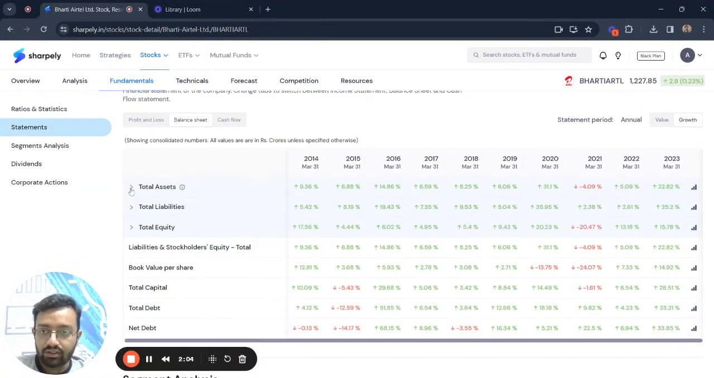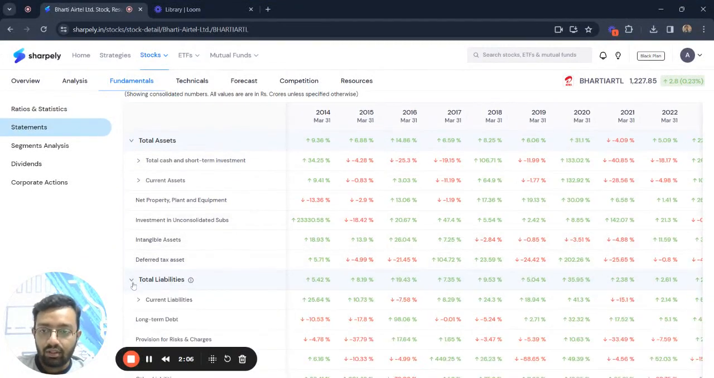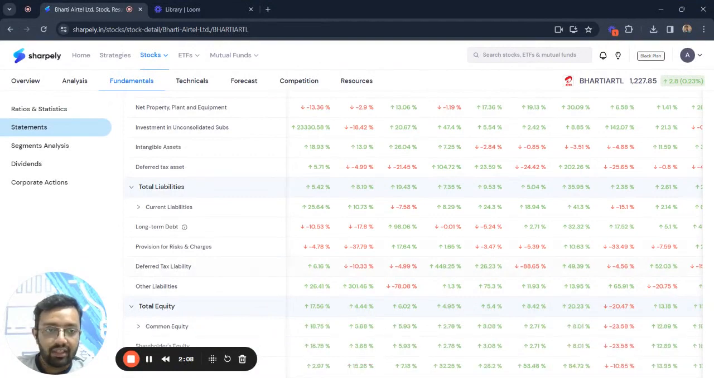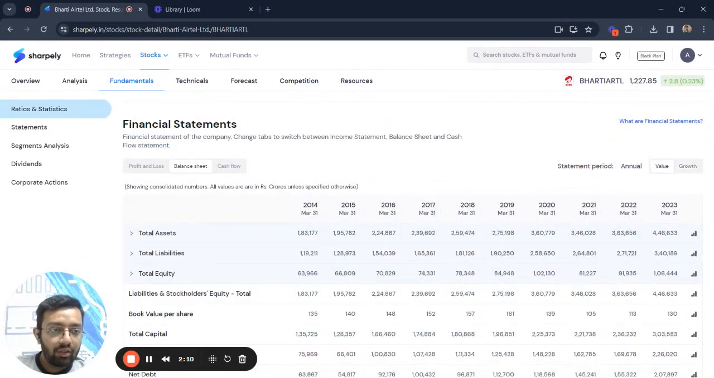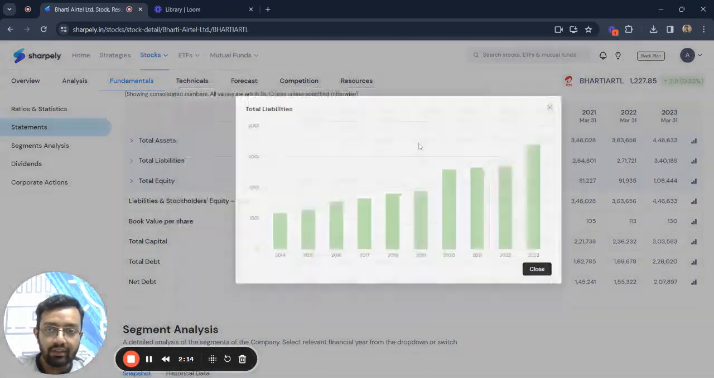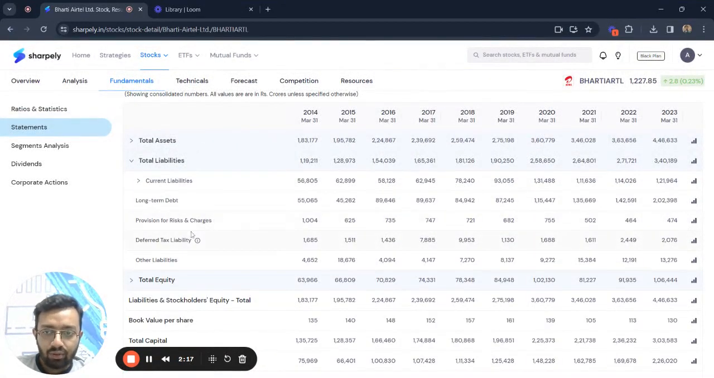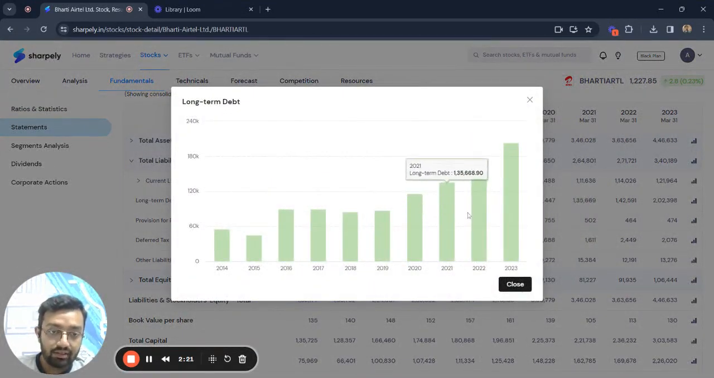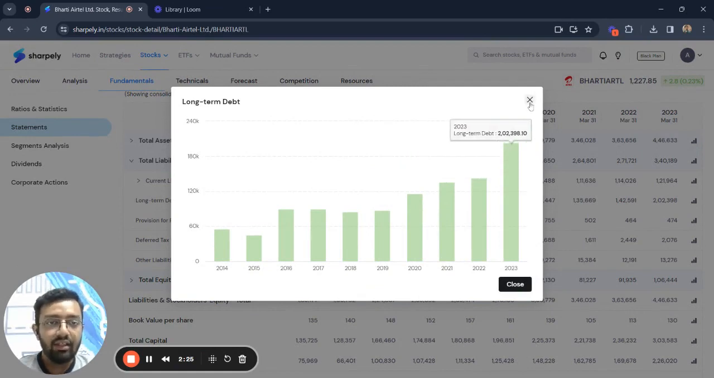Like in the balance sheet, you can see total assets, total liabilities, total equity, and you can toggle to actual values. And then you can see how total liabilities have moved and how a particular part of total liabilities, like long-term debt, has changed. So long-term debt has increased significantly in the last 3 years.